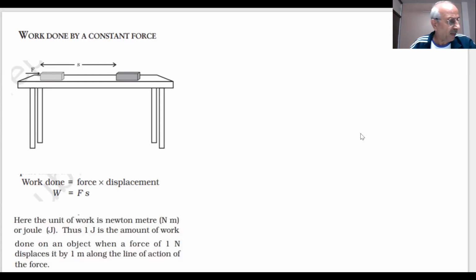We have started with a very, very important topic of work and energy. There are three important things which will be studied in this chapter: work, energy, and power. And we are already familiar with what we mean by work in physics, work in science. If an object has a force applied and displacement takes place, then you can say there is work done.